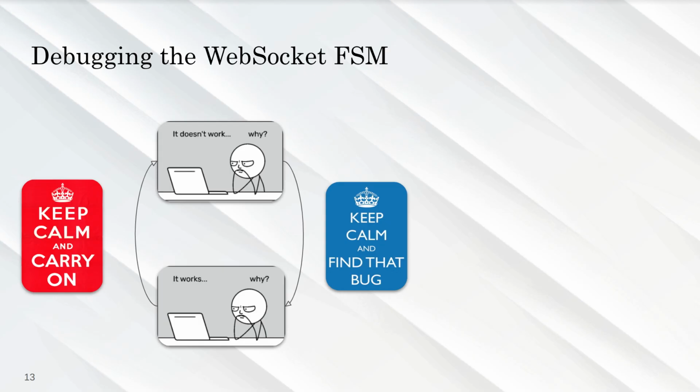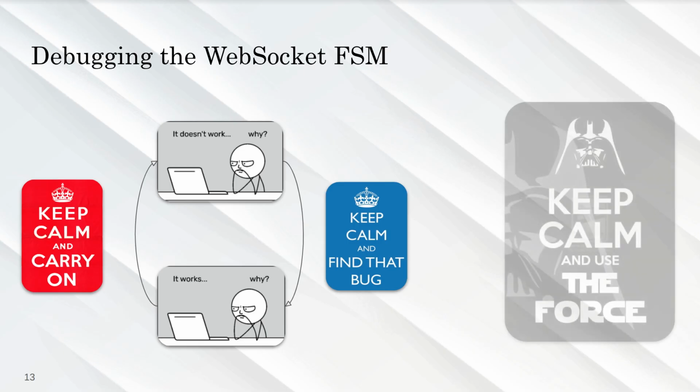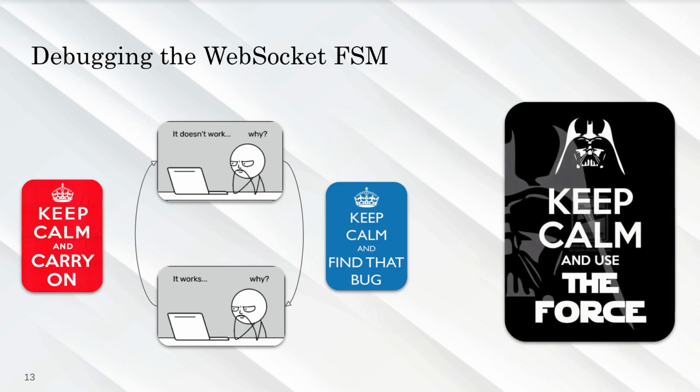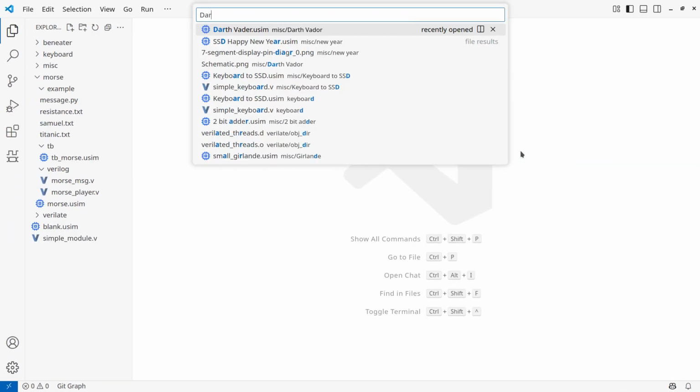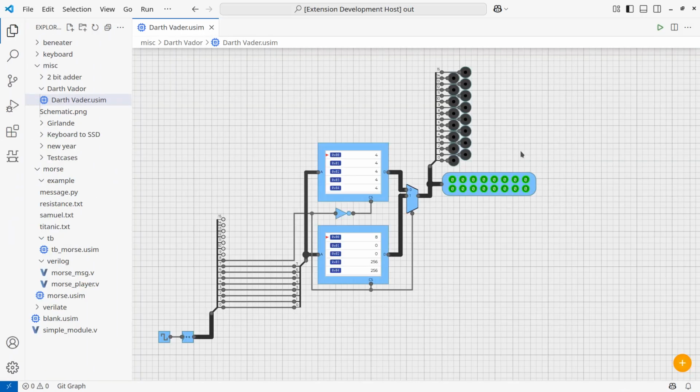So in today's demo, I would like to keep calm and use the force as a small tribute to John Williams. So let's open the elevator. Yay. So as you can see, there are two ROMs containing the melody and a small piano here.